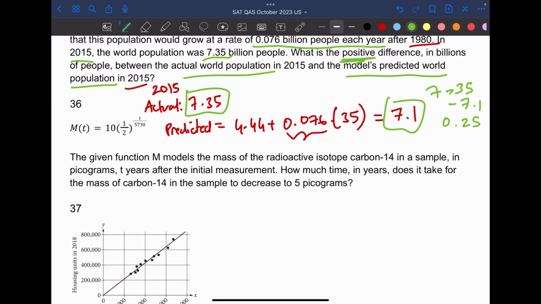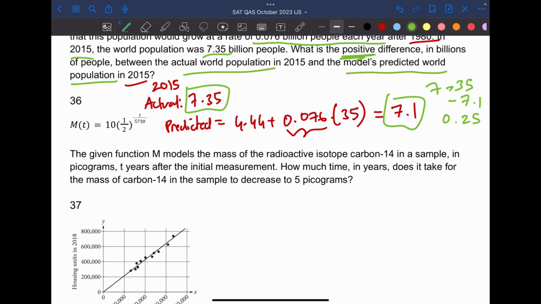Question number 36. Here we have that the given function m, which we have here, models the mass of a radioactive isotope, carbon-14, in a sample in picograms t years after the initial measurement. How much time in years does it take for the mass of carbon-14 in the sample to decrease to 5 picograms? Okay, so first you have to know what the equation actually means and what each number stands for.